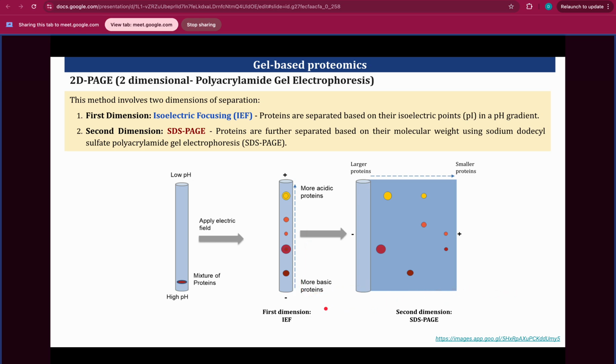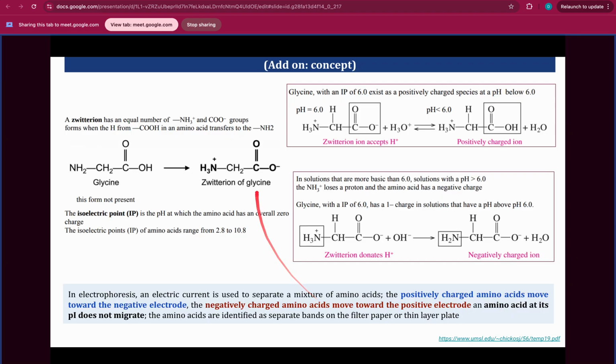In a later slide, I will tell you how this isoelectric focusing works. There is a concept of Zwitter ion. I think you might have heard this word during your chemistry lectures. A Zwitter ion is an ion in which the overall charge is neutral. That means a similar number of positive and negative charges are present. So that makes a particular amino acid constant. That means it doesn't look positively charged or negatively charged.